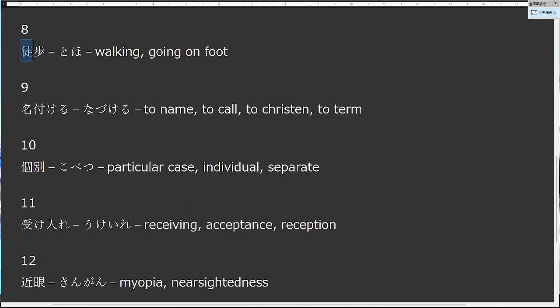Number 8 is toho. To on the left side is the to in seito. Seito is a student. To can mean kind of a junior, but it can also mean to walk. And ho on the right side is our kanji for walking specifically. So this is walking, aka going on foot. Toho is going on foot or walking.